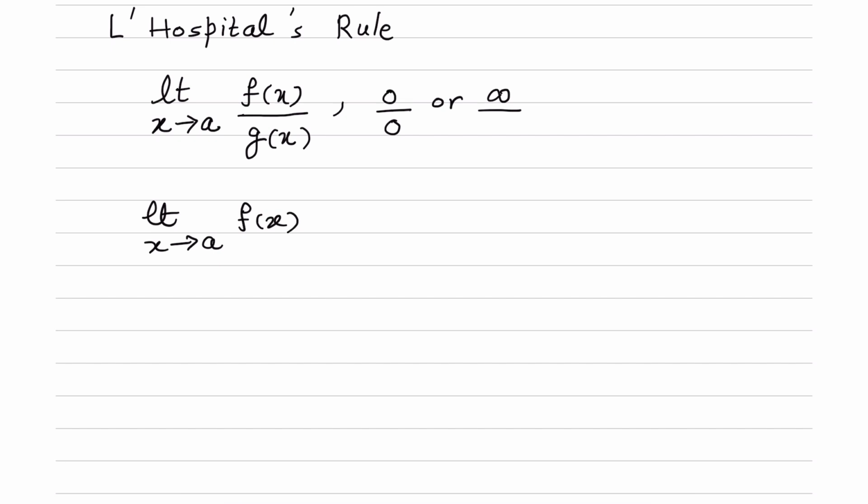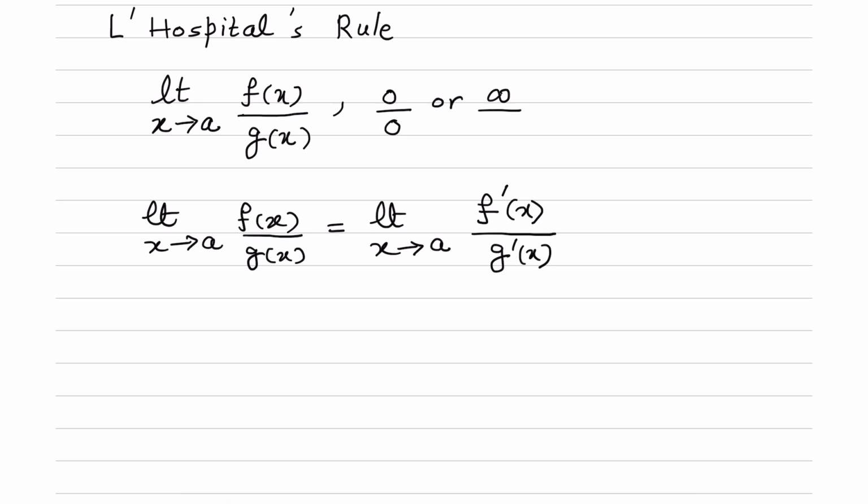x over g of x equal to limit x approaches a. Calculate the derivative of f of x separately divided by derivative of g of x separately. After taking the derivative of numerator and denominator separately, simplify that expression and then apply the limit. So this is how L'Hopital's rule works.